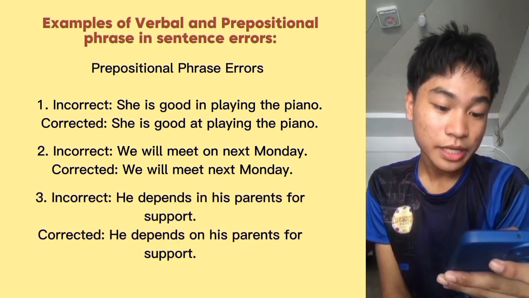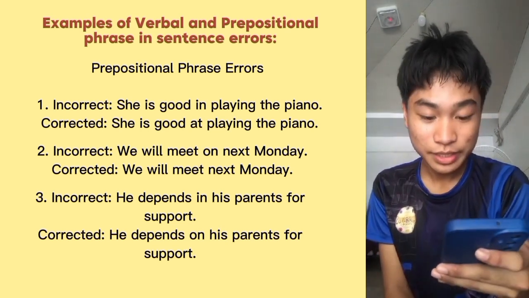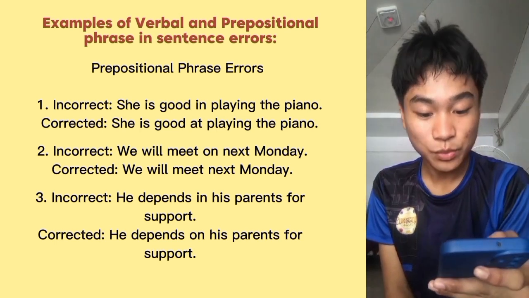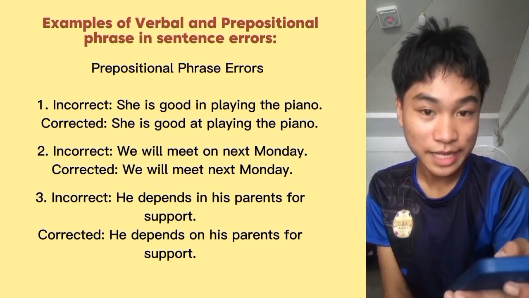Third is the phrase "he depends of his parents for support," which is incorrect. The correct phrase is "he depends on his parents for support." The correct prepositional phrase is "depends on" someone or something when referring to reliance.